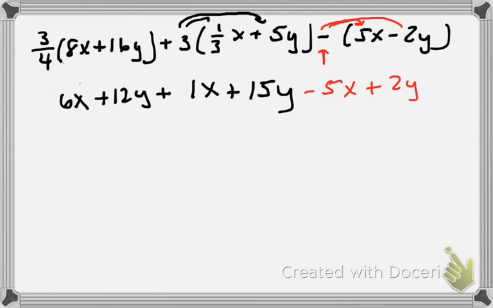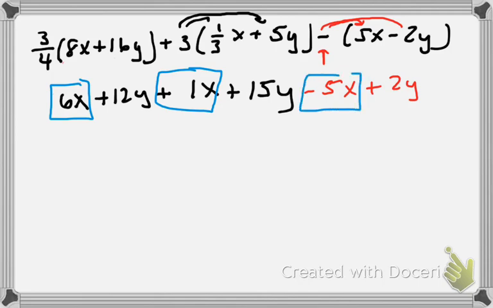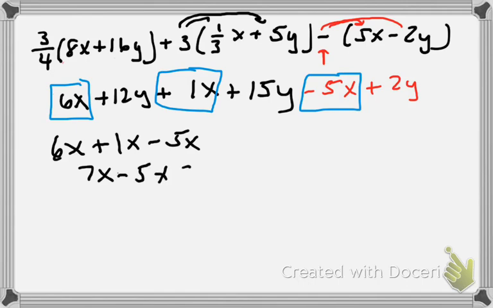Now we combine like terms. So what we're going to do is find the x's. Here it is. I have 6x here. I have a plus 1x here. Notice I included the sign with it. And this is a minus 5x there. Again, I include the sign with it. So all we're doing is taking 6x plus 1x minus 5x. So this is 7x minus 5x. That gives me 2x. So I know my first term is 2x.